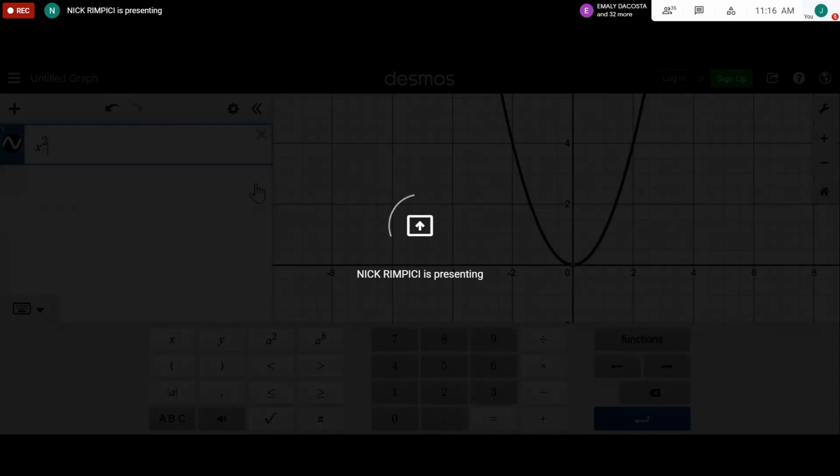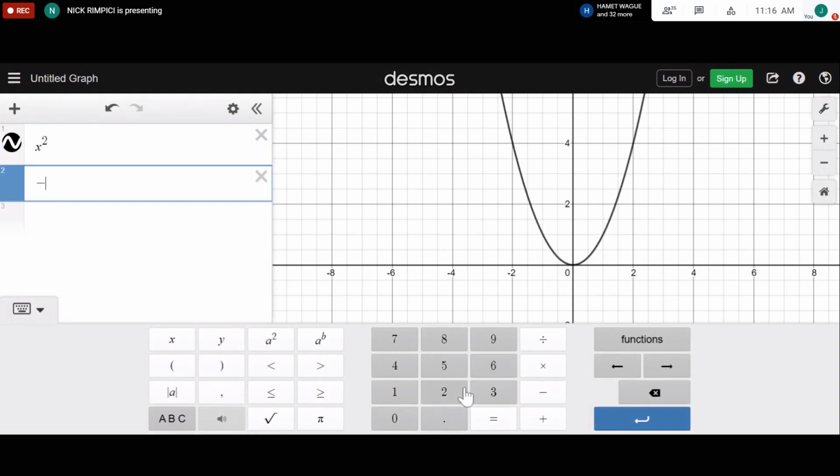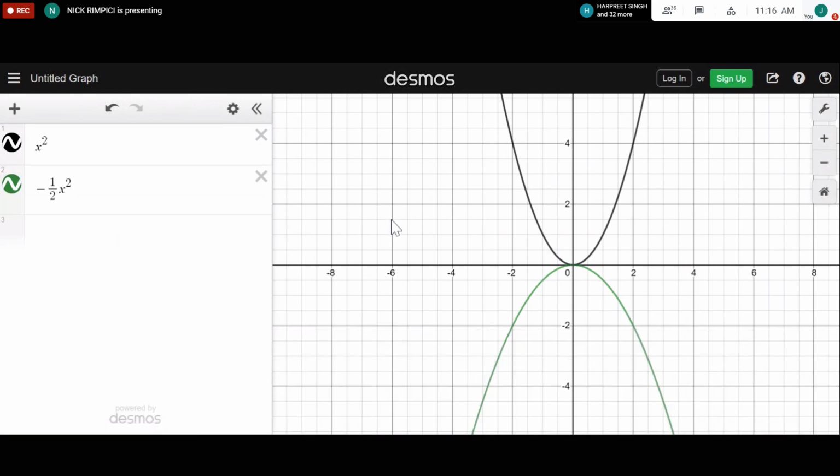Okay. So Desmos is loading up. So you should at this point see the parent function x squared, which is in black. Okay. And now I want to plot negative 1/2 x squared. And there it is. So, were our predictions correct? For those of you who didn't get the prediction, that's okay. You can say, here's my original, and here's my new function. Well, based on what I see, I can clearly see that this graph is reflected over the x-axis.